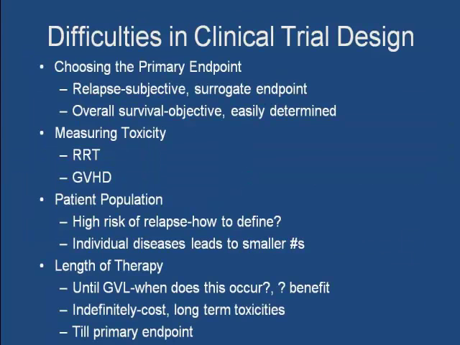A next difficulty is determining the appropriate patient population. How do we define who's at a high risk of relapse? Is it that they have MRD before they received a transplant? Is it because they have certain molecular abnormalities? And it's become clear from Dr. Bloomfield's presentation that we're dealing with individual diseases now. In the age of molecular characterization, there is not a single AML. There are multiple types of AML.